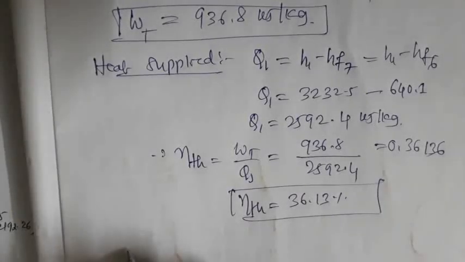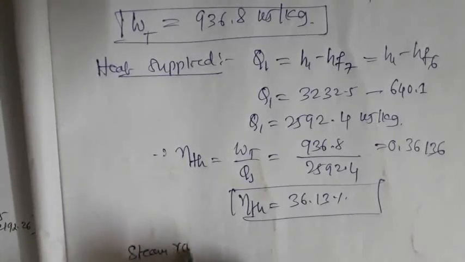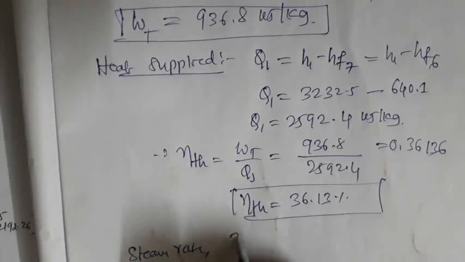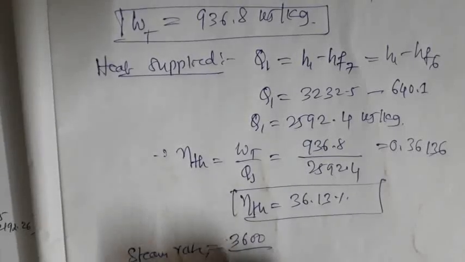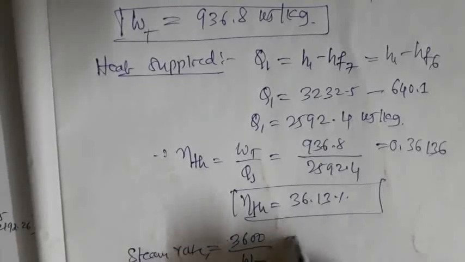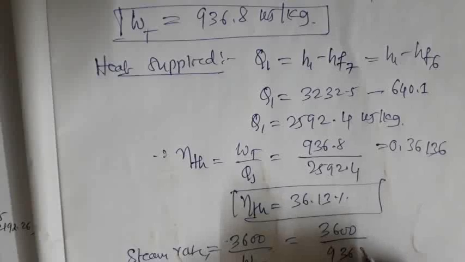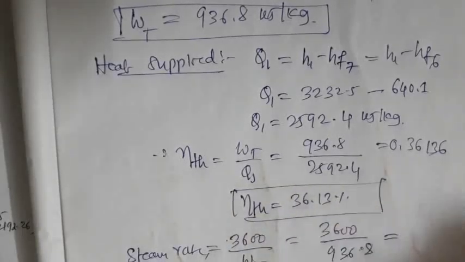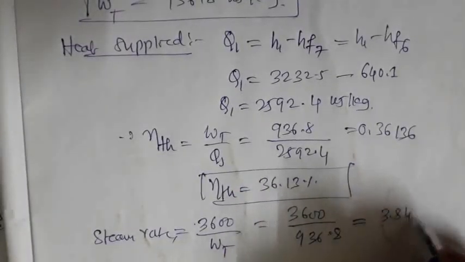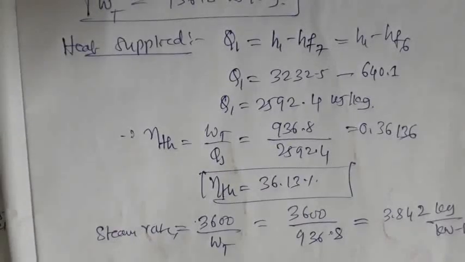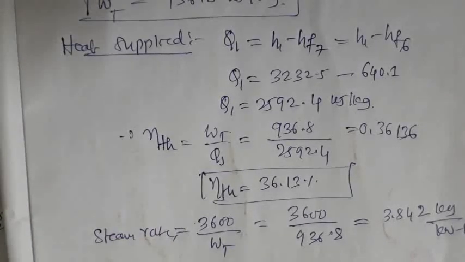He has also asked us to calculate the steam rate. We know the formula, it is 3600 divided by the turbine work, 936.8, which is 3.842 kg per kilowatt hour. So this is the solution for the first part.